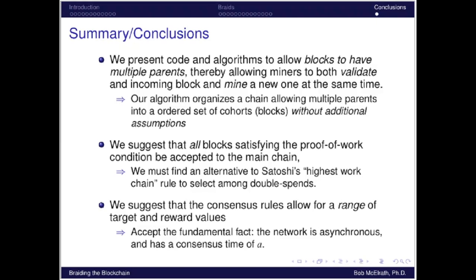Finally, we suggest that consensus rules should allow for a range of target and reward values. And we accept the fundamental fact that the network is asynchronous and has a consensus time of A. This goes back to the problem of latency and the eight fallacies of distributed computing. This is perhaps, in my mind, one of the best arguments that Satoshi was actually a human being. He, she, or they made this mistake that apparently a lot of people who approach distributed systems do.